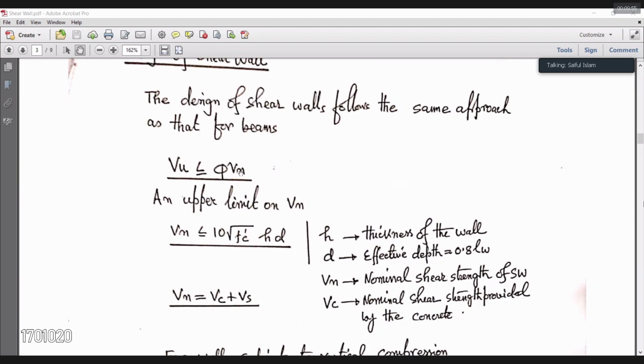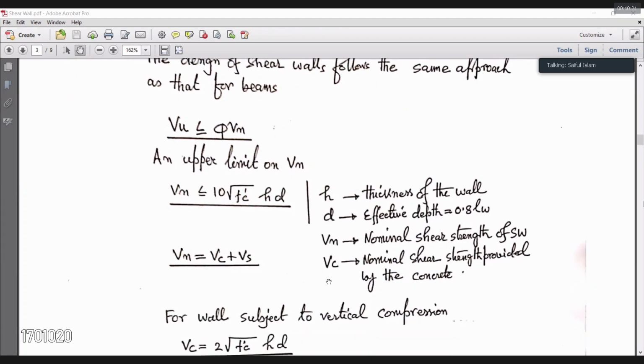That Vn is an empirically established formula. Vn should be less than or equal to 10 root f prime c h d. You can think of it as derived from various beam test results. This is the maximum limit a shear wall can resist by concrete as well as steel. Now, h is the thickness of the wall, d is the effective depth. I have discussed earlier, 80% of total length is considered as effective depth.